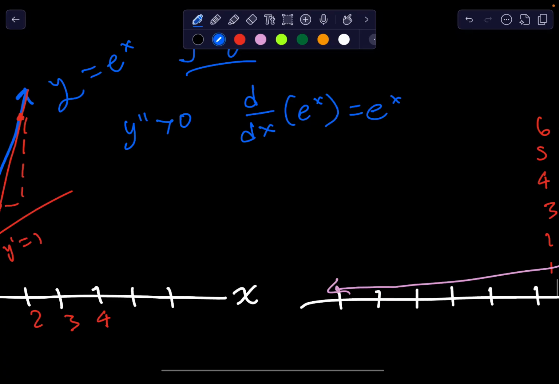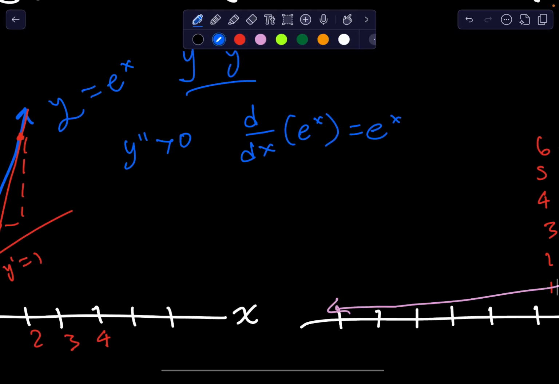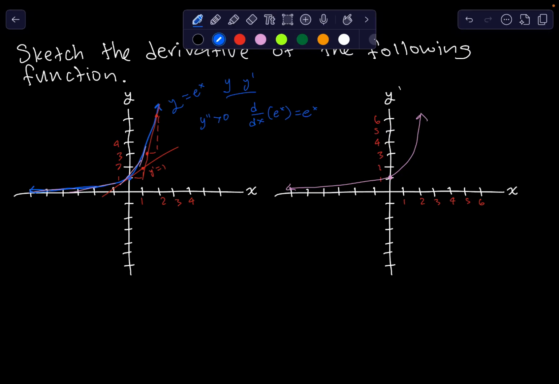So remember, we can prove that y double prime is greater than 0 because if you had any constant raised to the x power, let's say you had even like a negative 1000, or 0.1 followed by a bunch of zeros, you'll still get a positive value. Keep in mind, it'll be a really, really small decimal, but it won't be negative. So that's how we can prove it's concave up, and that kind of further proves that our sketching of the derivative here in this case was correct.